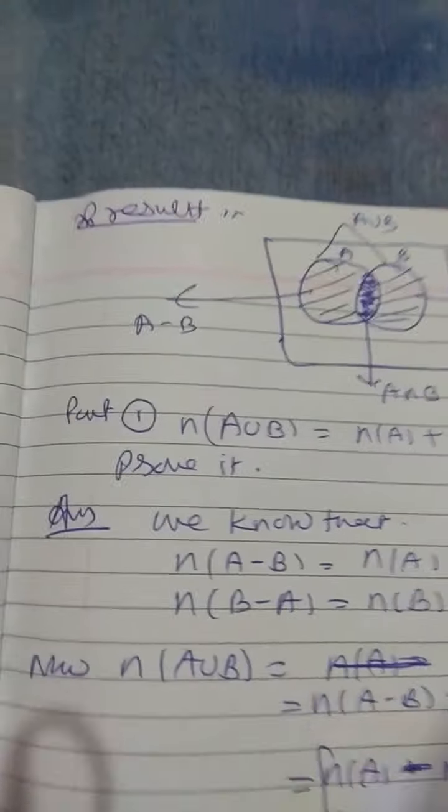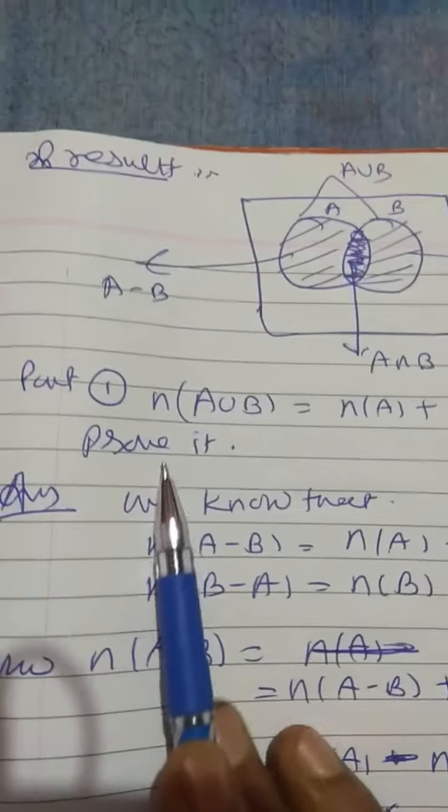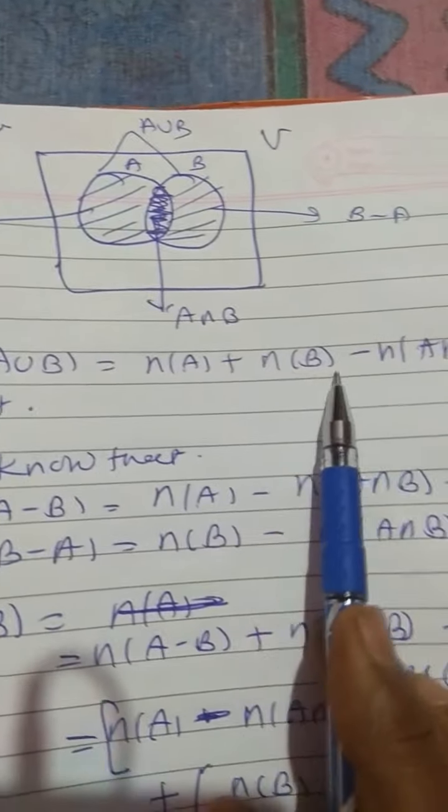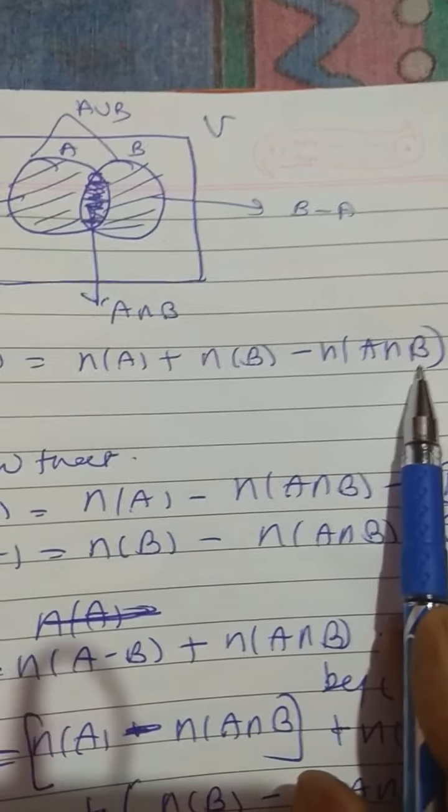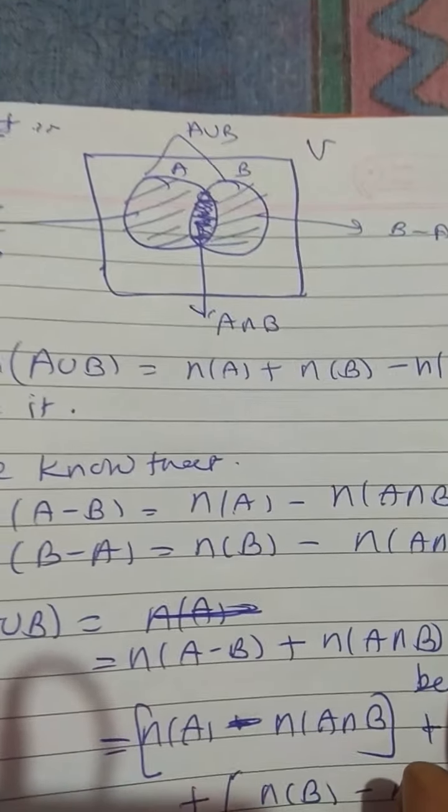Now the next important result is that we have n(A union B) equals n(A) plus n(B) minus n(A intersect B). Prove that. That is again an important question.